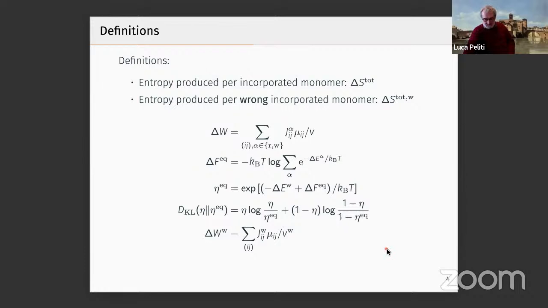And let's also introduce, given this basic error rate, which you would get for an equilibrium incorporation of the chain, we can evaluate how far we are from this equilibrium incorporation. This is given again by a Kullback-Leibler divergence that is written here for this simple case. We can specialize the work for the case in which the incorporated monomer is wrong. And what we get is essentially the same, the term that corresponds to the wrong incorporated polymer that we see here. Now, given this setup, what are the results?